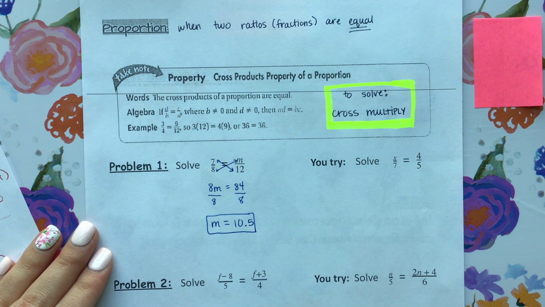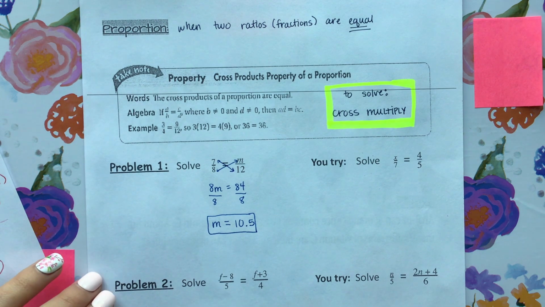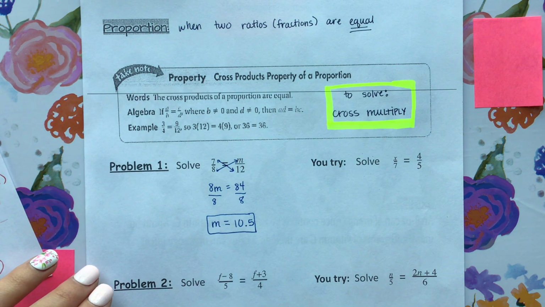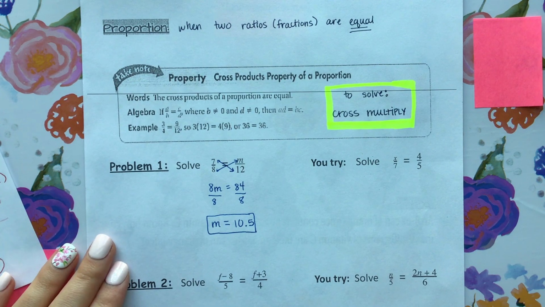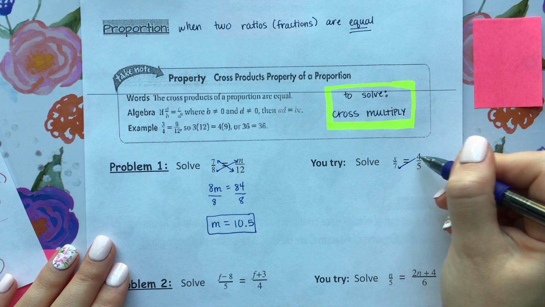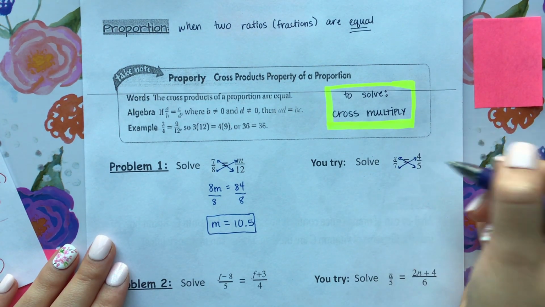If you decided to write m is equal to 10.5, then that's okay as well. Or you might have written it as 3 over 2. Or no, sorry, not 3 over 2. It's going to be 21 over 2. Sorry about that. Okay, for the next one, we are going to cross multiply again.